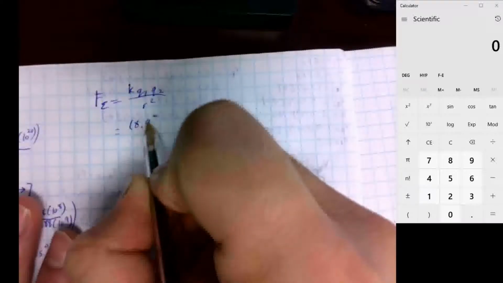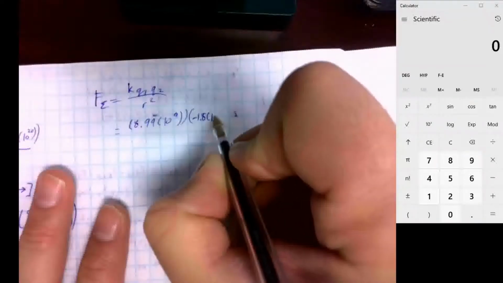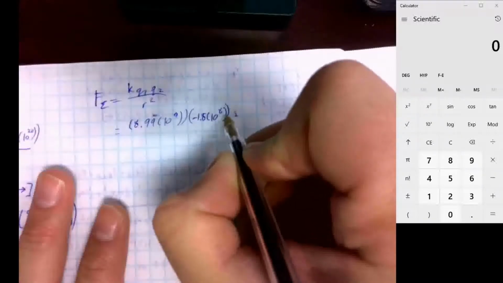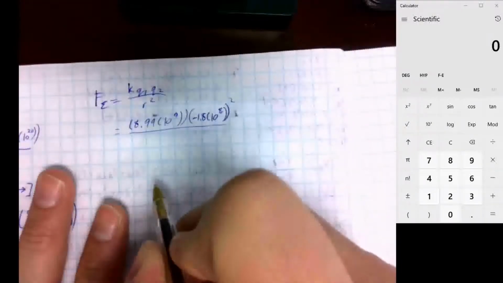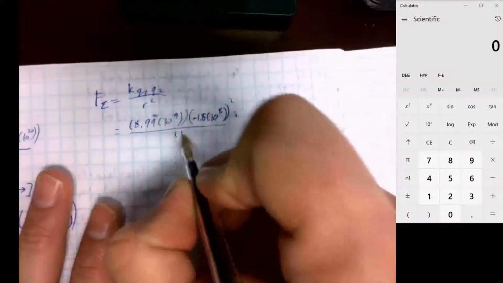So the main equation for this lecture is very similar to the gravitational equation: Fe equals K Q1 Q2 over R squared. Now in our case, Q1 and Q2 are the same, so we're going to fill in our values here. K is 8.99 times 10 to the power of 9. I'm going to write the charge as a square, 1.8 times 10 to the power of 8, and I'm going to square that. And I'm going to divide this by the distance between them, which was 1 meter, so 1 meter squared.